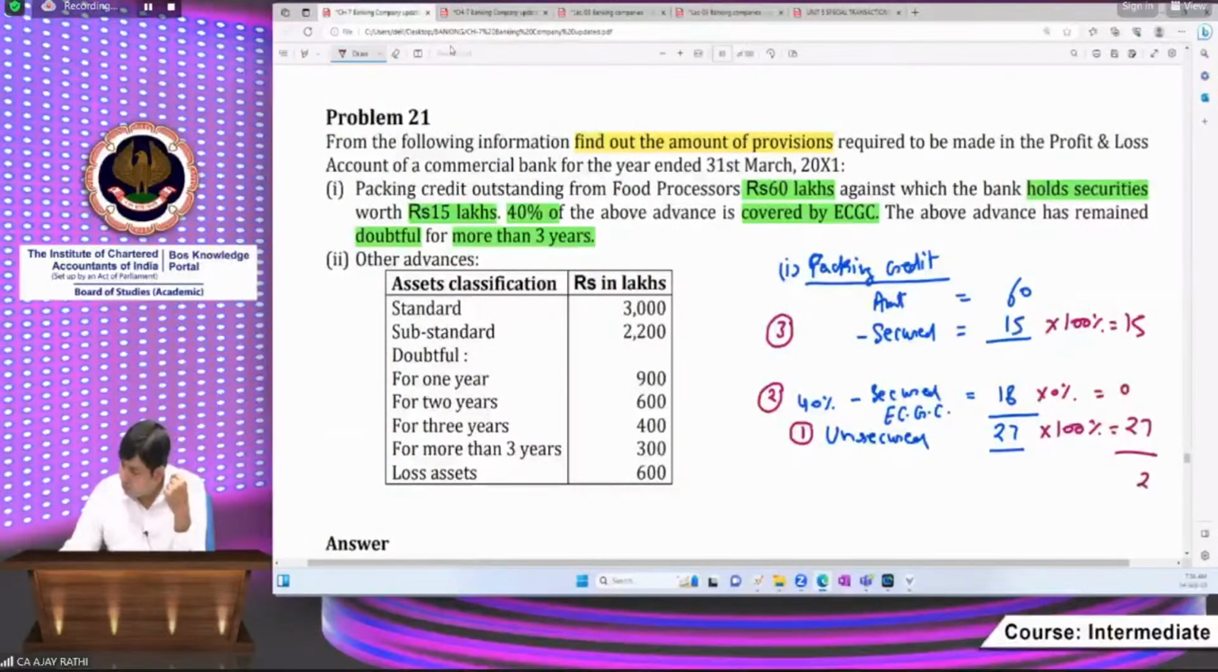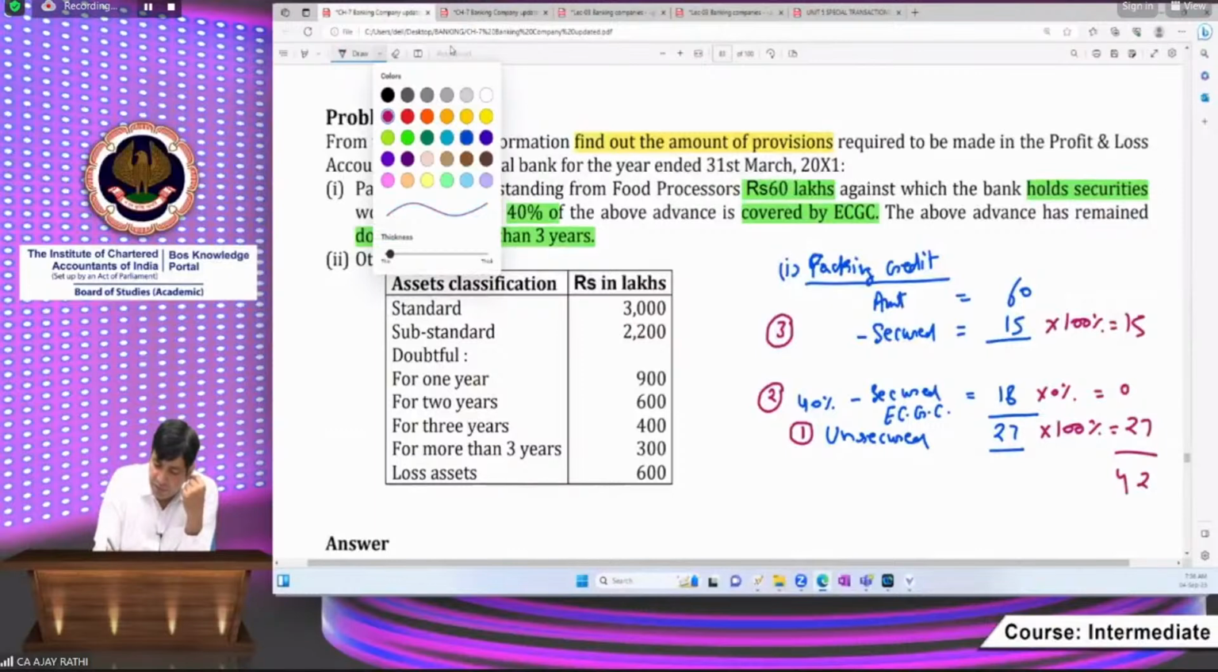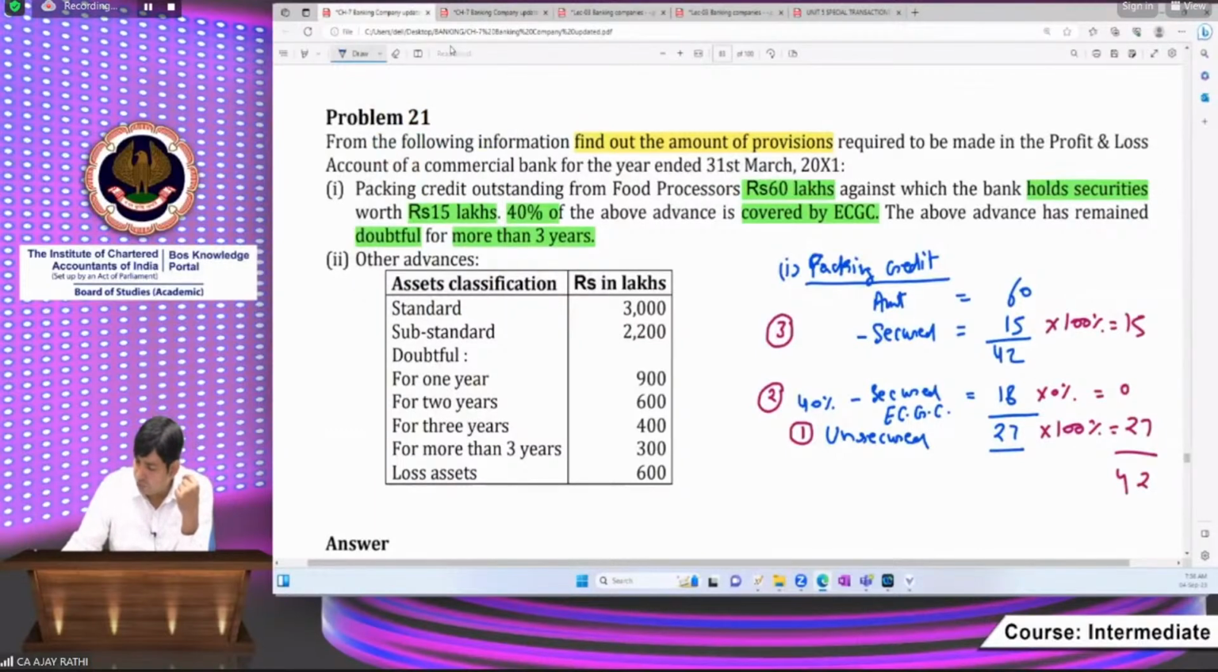5 और 7 12 42. In this way, we can calculate the correct amount of provision.